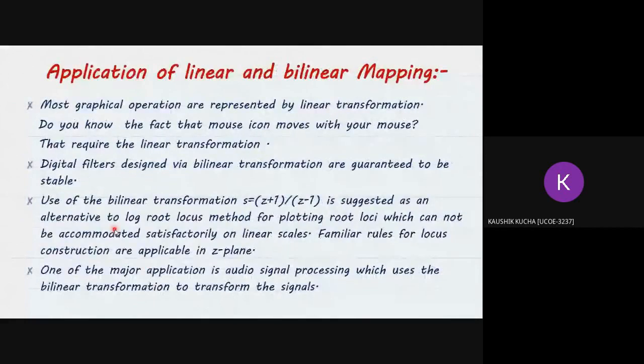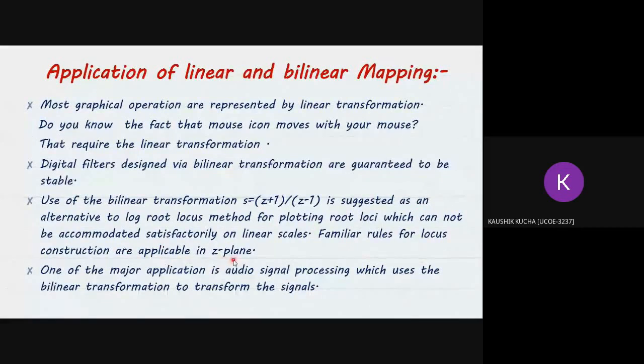Coming towards some more examples, the most common is that graphical operations are represented by linear transformation. The mouse icon moving on our desktop while moving the mouse also requires linear transformation. Digital filters designed via bilinear transformations are guaranteed to be stable ones. Use of the bilinear transformation s = (z + 1)/(z − 1) is suggested as an alternative to the log root locus method for plotting root loci, which cannot be accommodated satisfactorily on linear scales. Familiar rules for locus construction are applicable in the z-plane also.